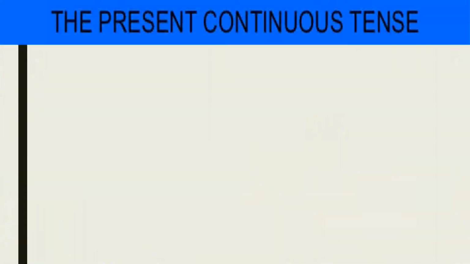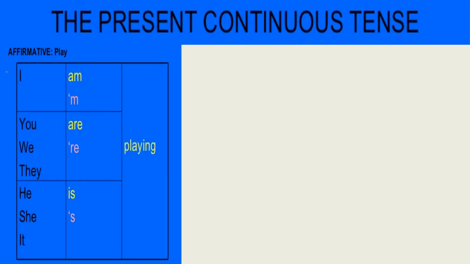So first of all we need to understand about the pronouns that we use and about the auxiliary verbs that we use in the present continuous tense. Let's say we are making an affirmative, positive sentence, and we are using pronouns like I, you, we, they, he, she, and it. How do we use the auxiliary verbs with them? We use am with I only. We can use are with you, we, and they, and we can use is with he, she, and it.